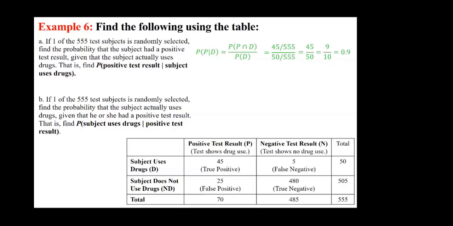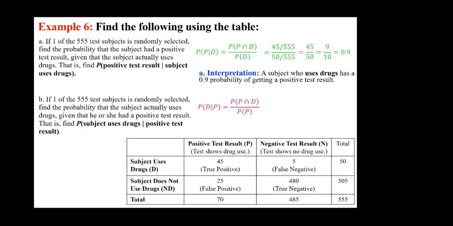So what does it mean? Here's a very interesting interpretation. A subject who uses drugs has a 0.9 or 90% probability of getting a positive test result. So as you know, none of the tests are 100% correct. So it shows 90%.